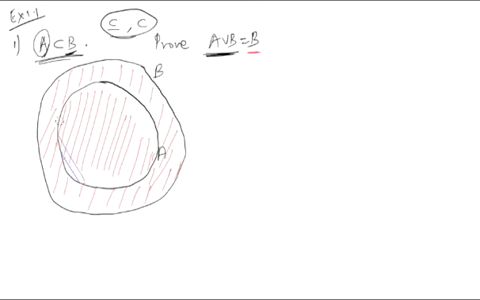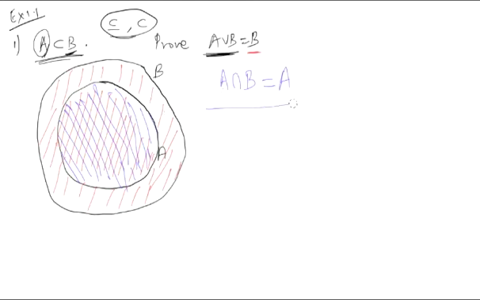So A intersection B will be the region where you have blue and red colors. But what is that? There's only set A, right? This entire circle is what you've shaded. So A intersection B will be set A. Okay, so that is done.